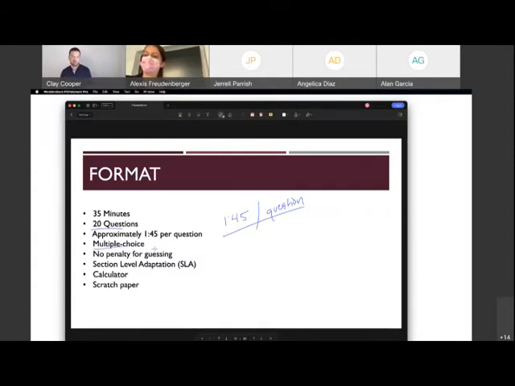The vast majority of the questions are multiple choice. It's worth noting that not all of the questions are multiple choice in the quantitative section. There are some in which you will have to enter a number as an answer.